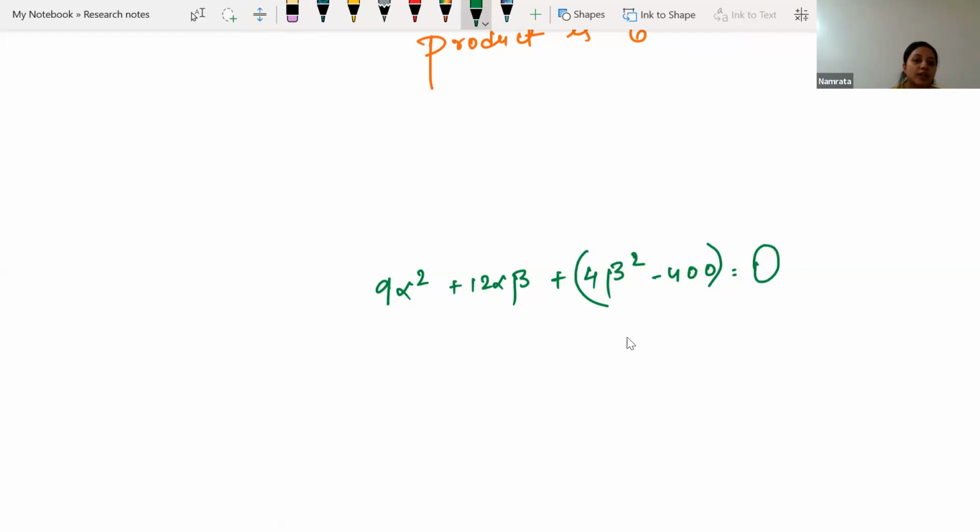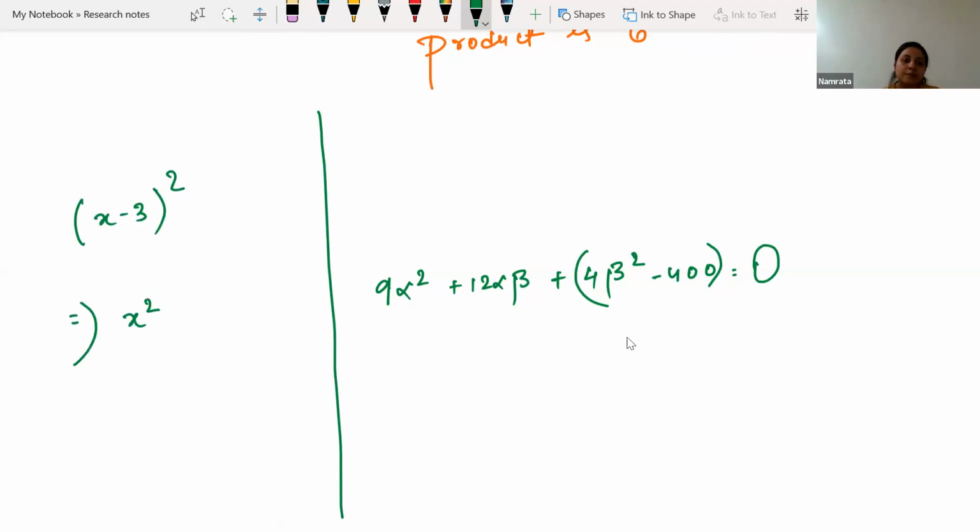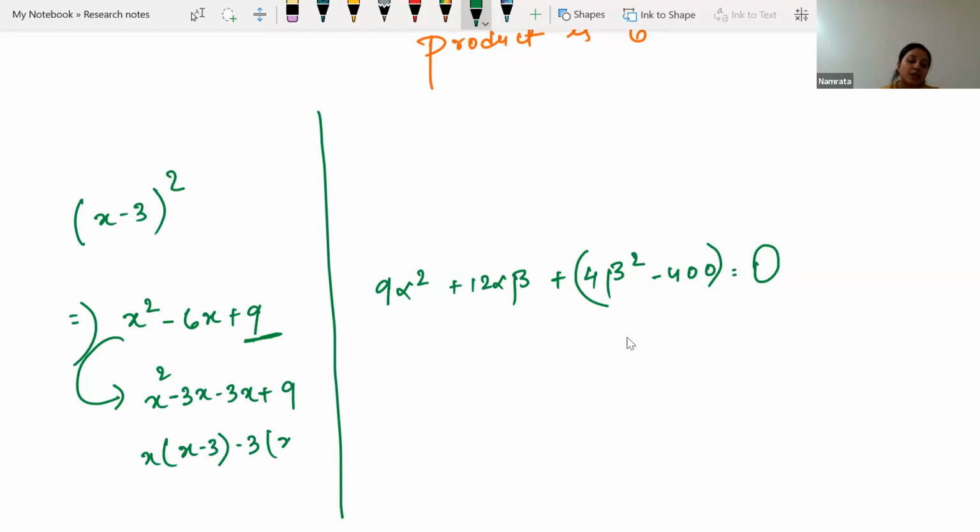Yes, ma'am. And what I was trying to explain is that when we have, let's say, x minus 3 whole square, after applying the identity we got x square minus 2ab, that means 6x, plus b square, that is 9. Now from here, if you start splitting the middle term, you can see 3 into 3 is 9. So we can split the middle term like this, minus 3x minus 3x. Here we will have x square, here plus 9. If we take out common, x will be common, minus 3 will be common, x minus 3.